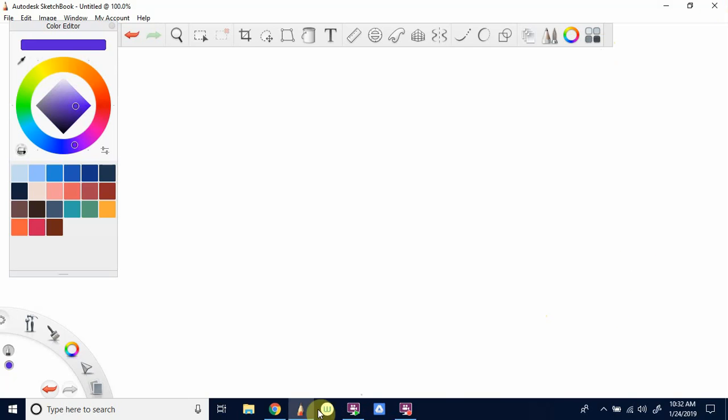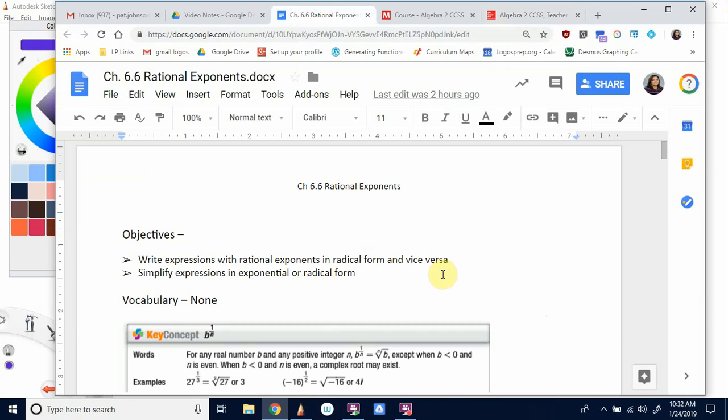So let's look at what our objectives are on our notes. Our objectives are we're going to write expressions with rational exponents. That sounds fancy. It sounds really complicated. What does rational mean? It means it's a ratio. What's a ratio? How can you write a ratio? There's three different ways. One of the ones that we use is fraction form. So that means an expression with fraction exponents, and we're going to change those to radical form and vice versa, and we're going to learn to simplify the exponential or radical form.